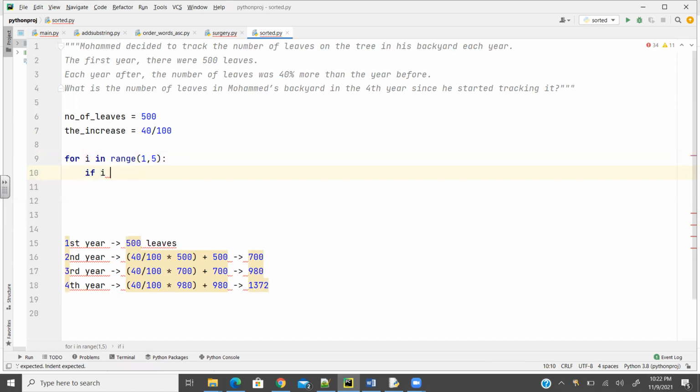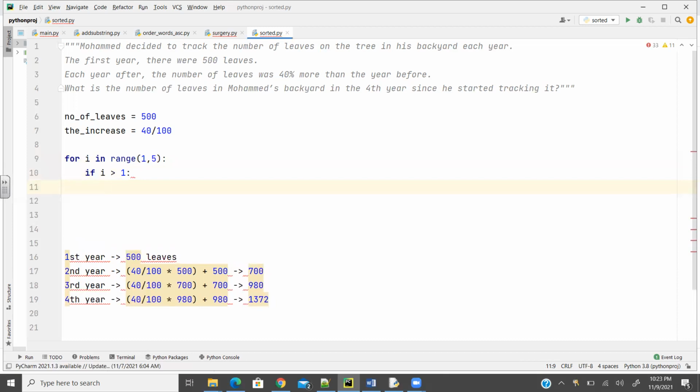However, if i is greater than 1, that is, if i is not the first year, because if i is the first year, then nothing is going to happen. We're just going to have the 500 leaves, which we have already set here as the default value of number of leaves. But if i is greater than 1, then we need to do something.